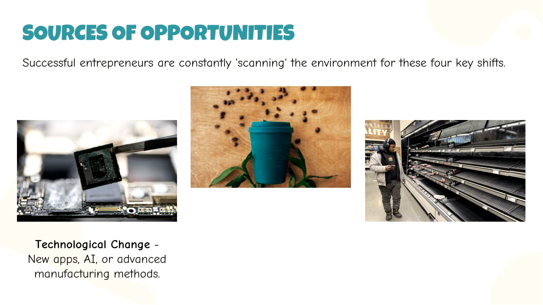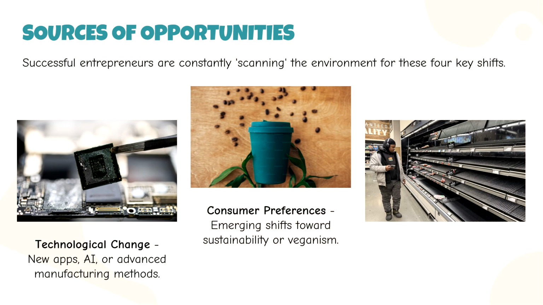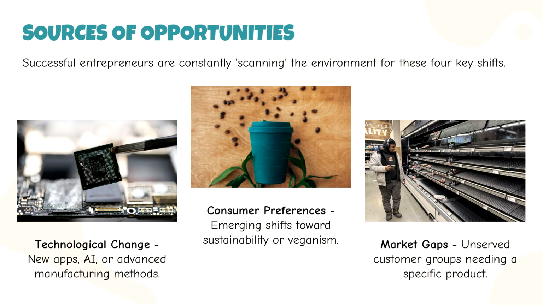First is technological change, when new apps such as AI or advanced manufacturing methods help to improve the efficiency and effectiveness in the business criteria. Next is changing customer preferences. Emerging customer trends towards sustainability or veganism might get the business to tweak its products to cater to this new emerging trend. Last but not least is the market gaps. Looking and identifying unserved customer groups that need a specific product that is not currently in the market.